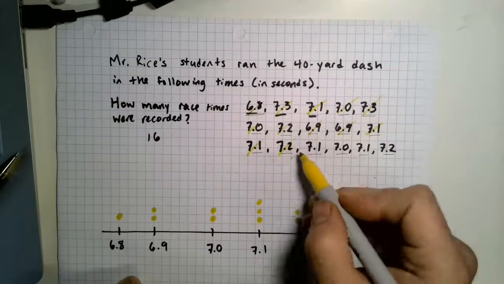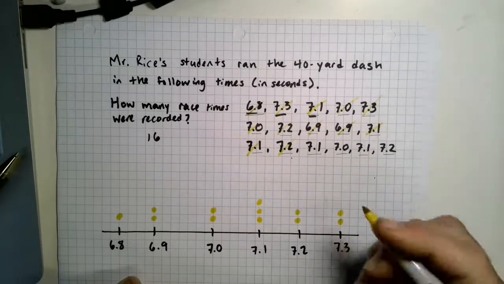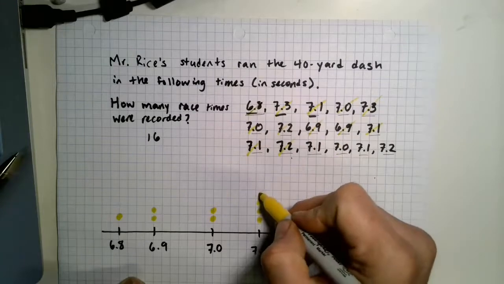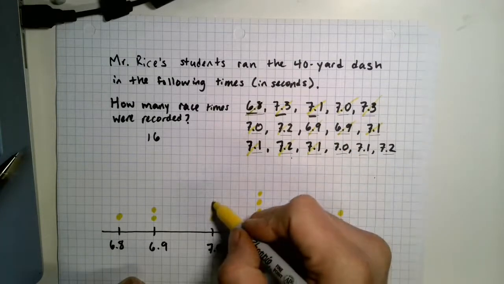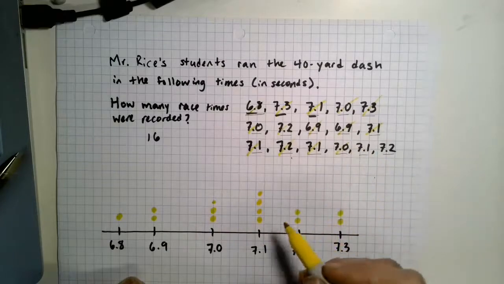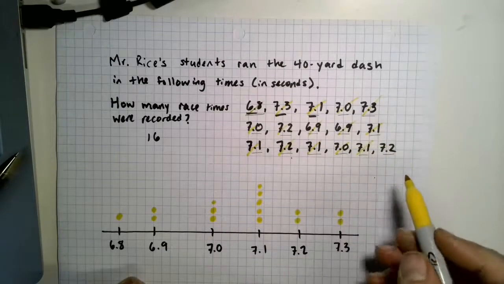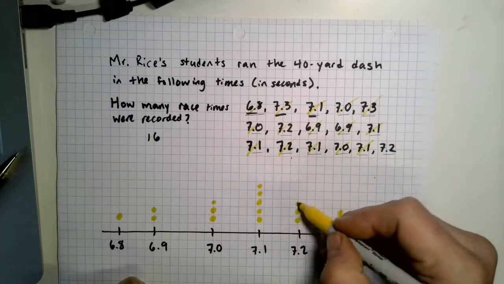7.2. And we know that's 7 and 2/10. I'm just saying 7.1 just for conversation. 7.1, there's another. 7.0, there's another. 7.1, there's another. And 7.2, there's another. Make that a little bigger.